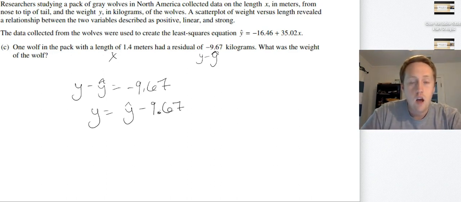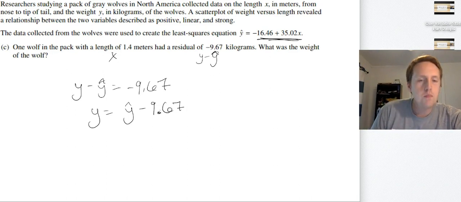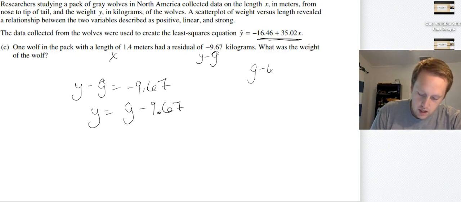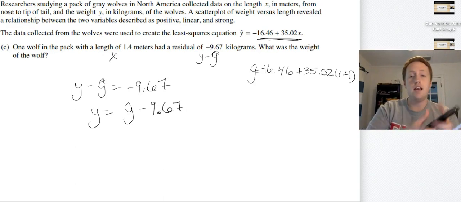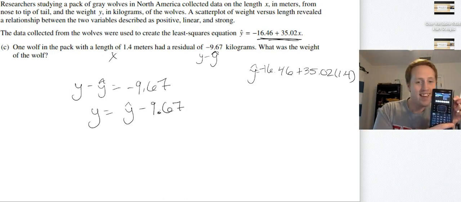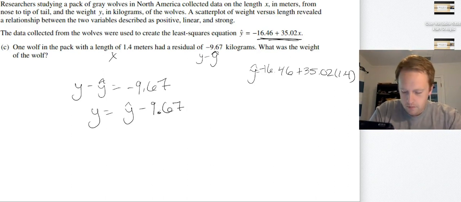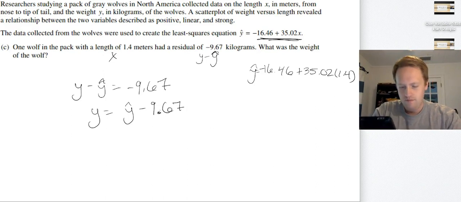Well, I don't have y hat. Oh, but yes, I do. All I got to do is plug x into that. So my y hat should be negative 16.46 plus 35.02 times 1.4. That's my y hat. Now I'm getting my handy dandy TI Inspire. Negative 16.4. No, I don't want to save this document. Silly TI Inspire.